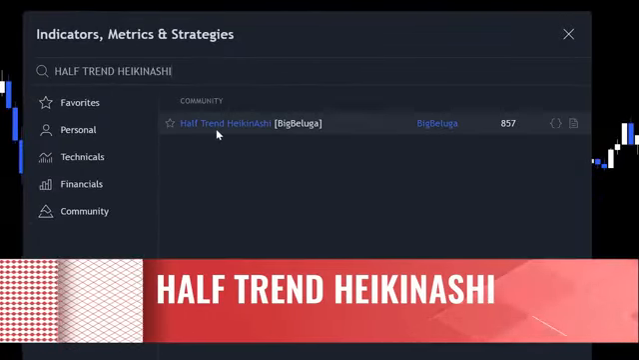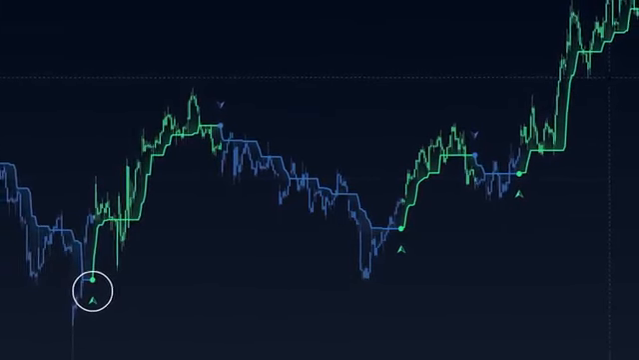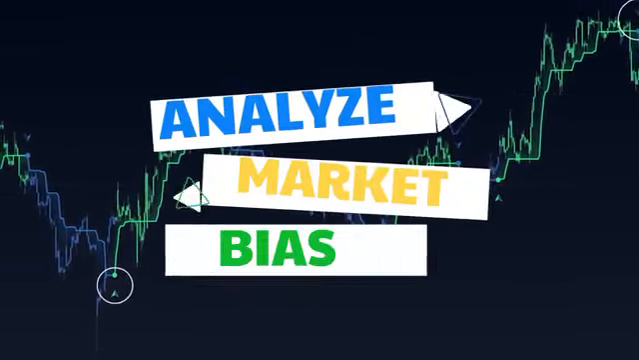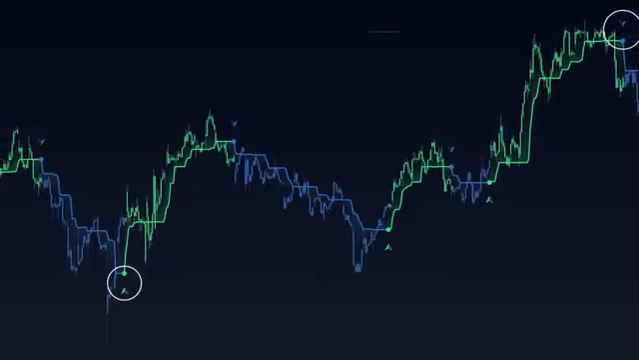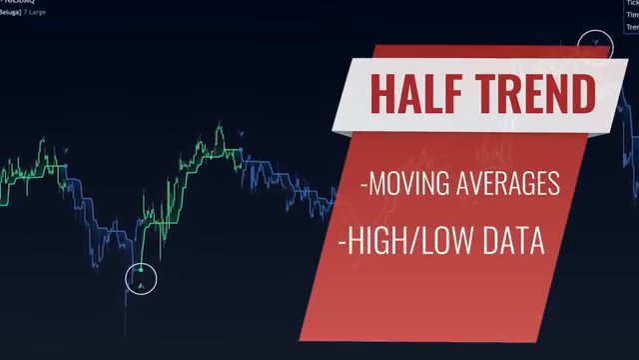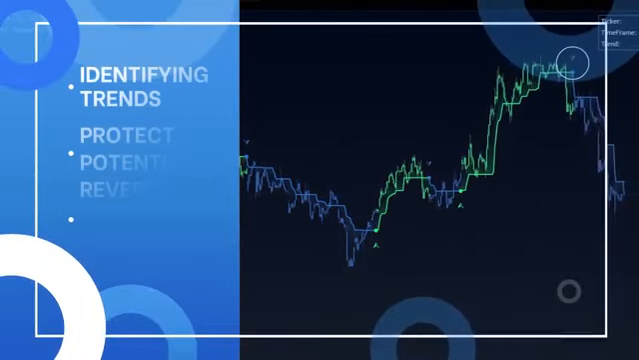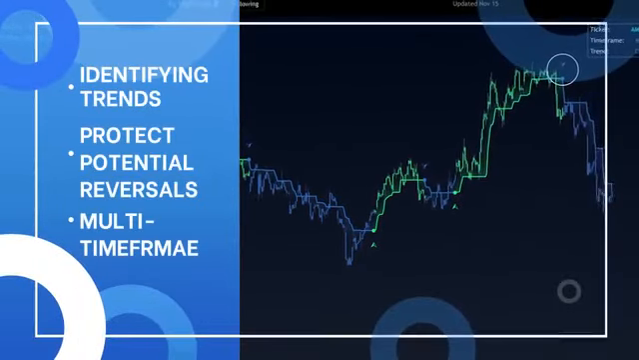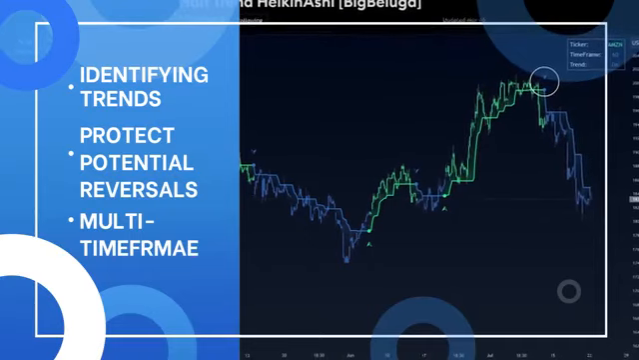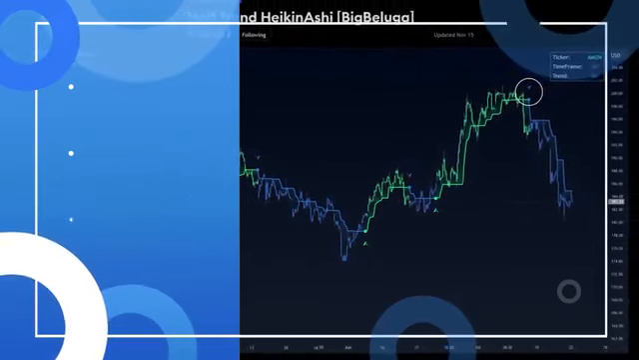At this point, you might be wondering, why are you using the half trend Heikin-Ashi indicator? It's an excellent question, and the answer lies in its ability to analyze the market by taking into account moving averages and the highest and lowest price data value. This powerful combination helps you identify trends, predict potential market reversals, plus it works seamlessly across multiple time frames and provides a cumulative trend score, ensuring that you're always well equipped to handle any market situation.